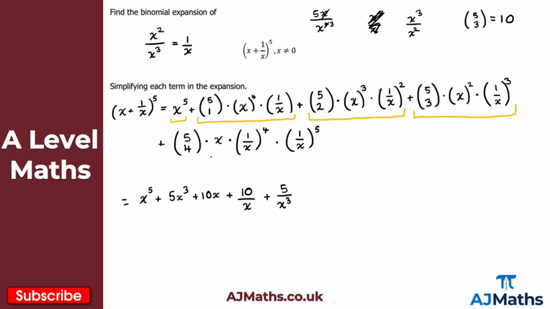And then finally, that's this part done here, and then I've got 1 over x to the power of 5, which in this case will simply give me 1 over x to the power of 5. And there we have it. So that's each term simplified or in its simplest form, and that gives the solution to that question.